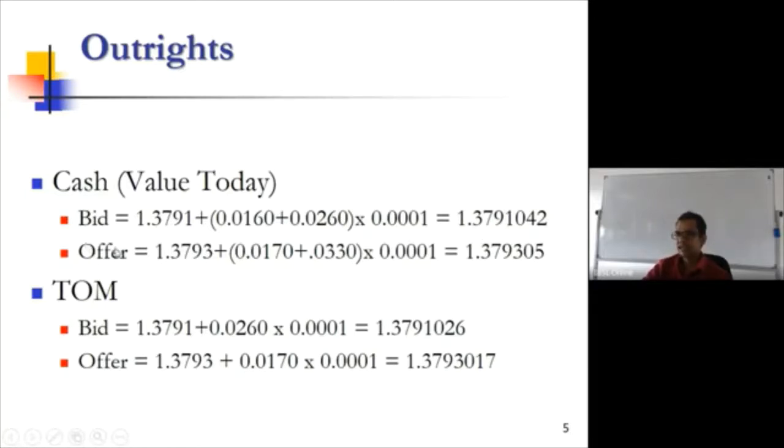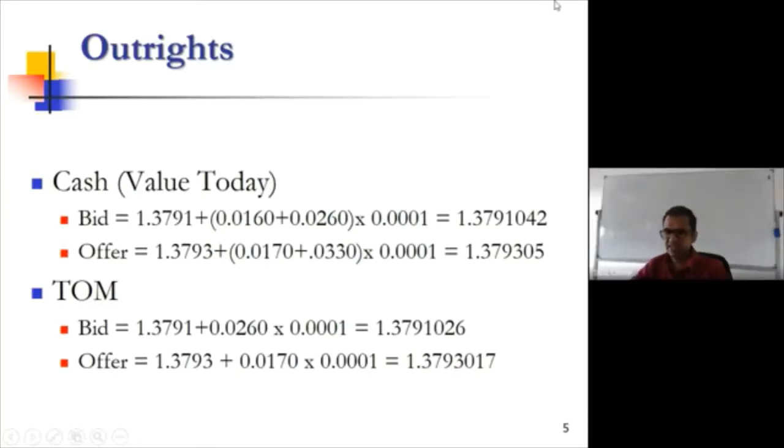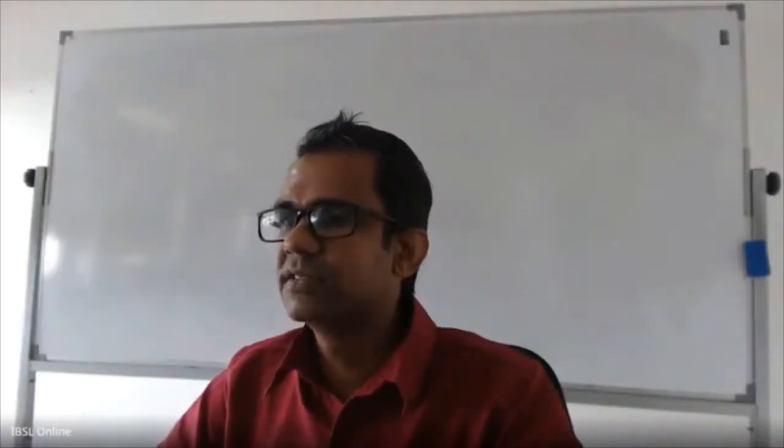To get the cash offer rate, we start with the spot offer and add the overnight stop points and the Tom next stop points, but again these are from the bid side. The reason for that, I'll explain why we have to add two figures.